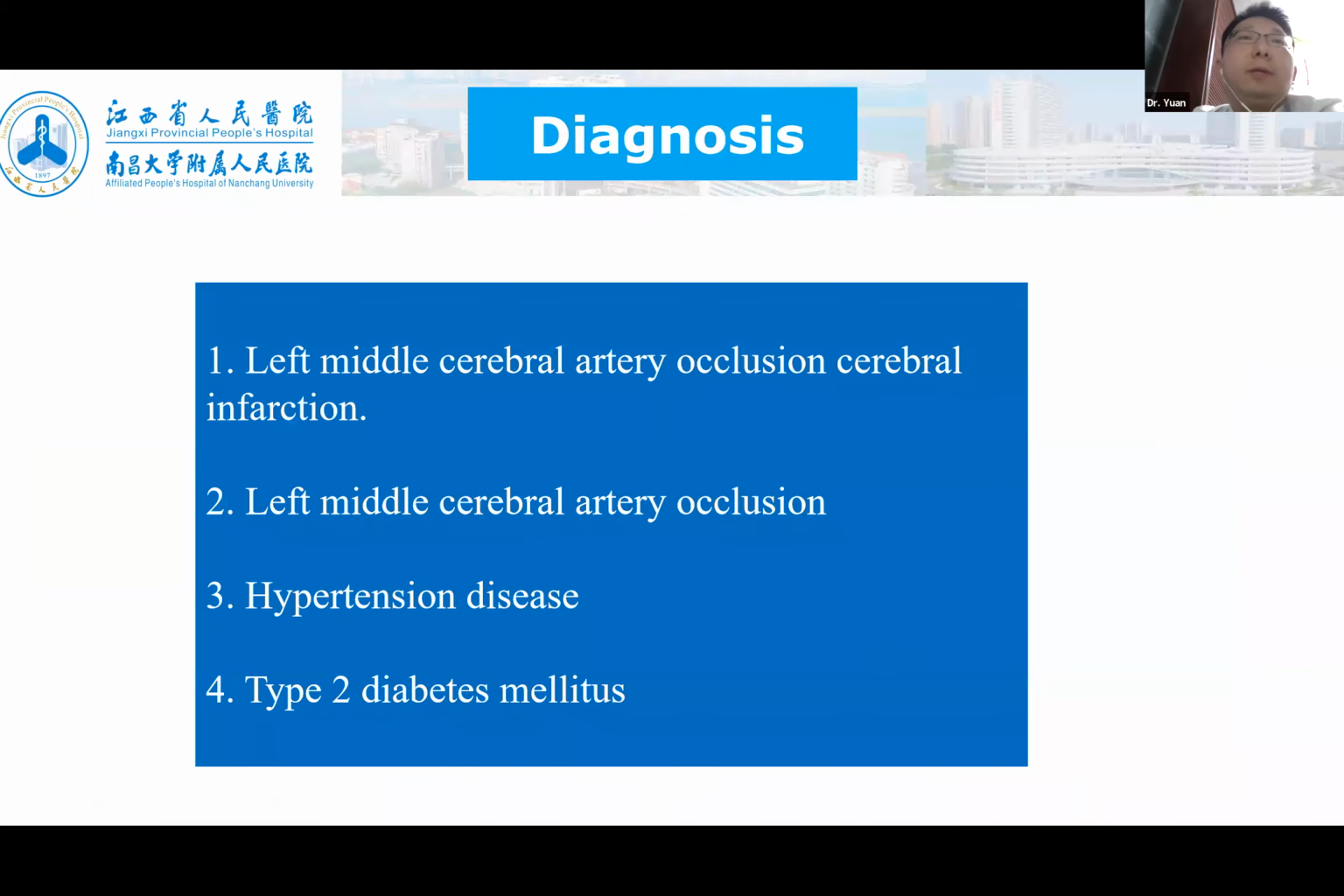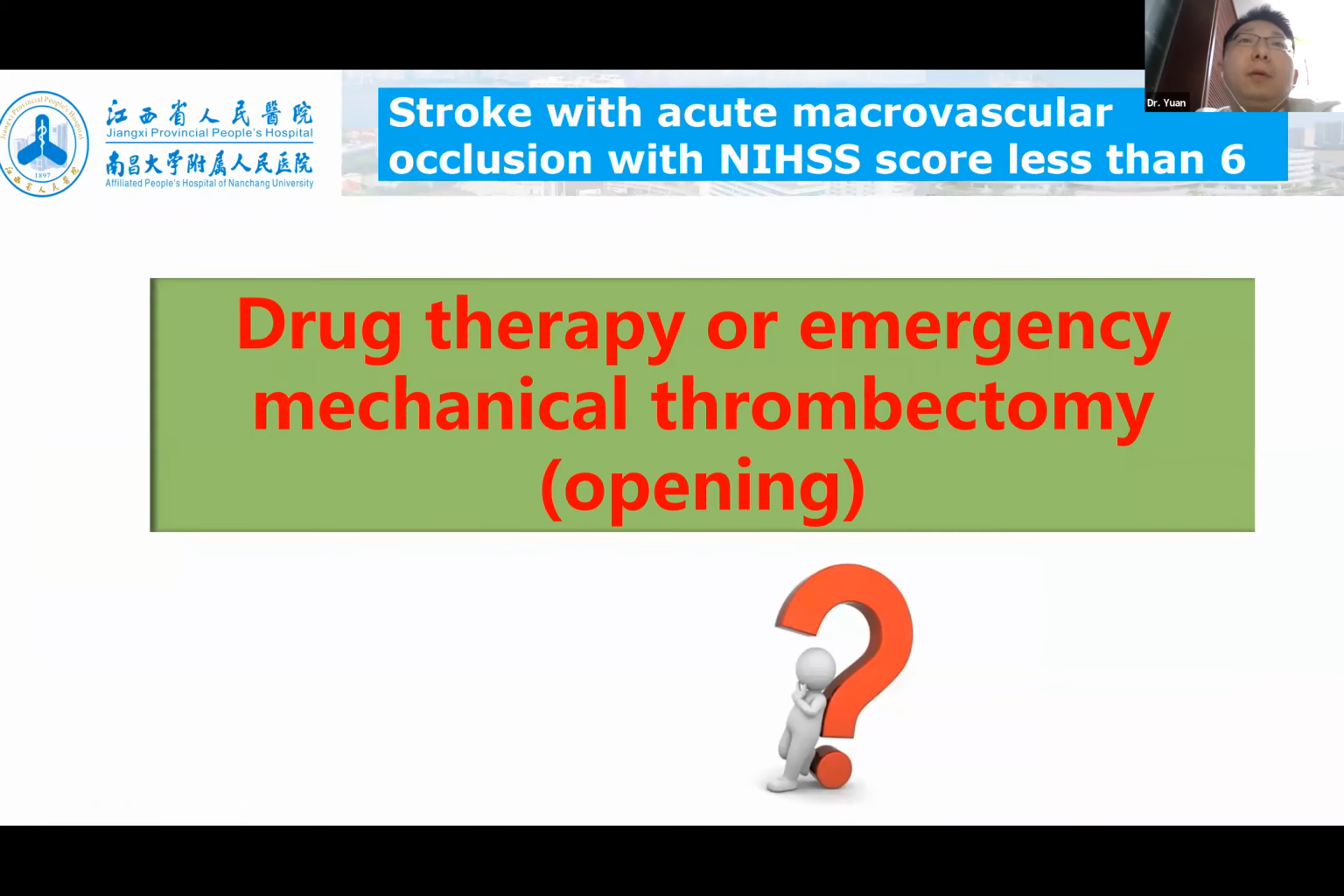Now we diagnose this patient with: firstly, left middle cerebral artery occlusion cerebral infarction; secondly, left middle cerebral artery occlusion; thirdly, hypertension; and fourthly, type 2 diabetes mellitus. Now we think about how to treat this patient: drug therapy or emergency mechanical thrombectomy, that means drug therapy or the operation.